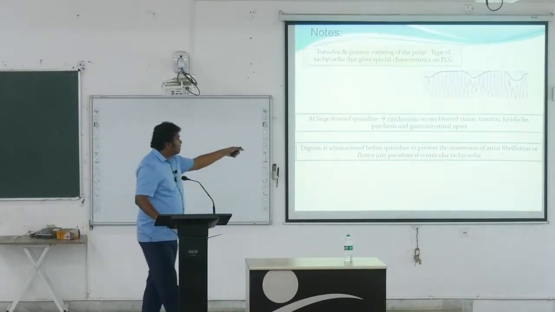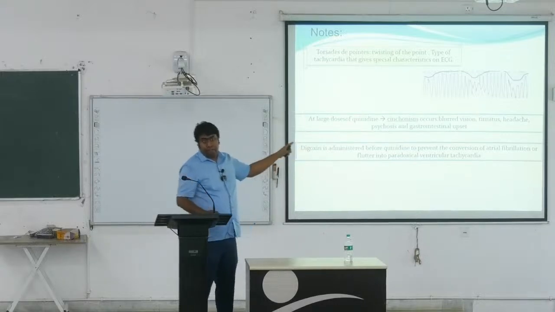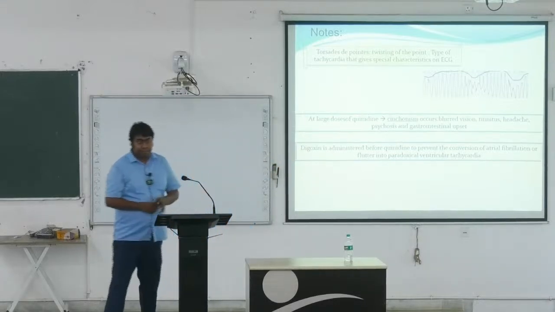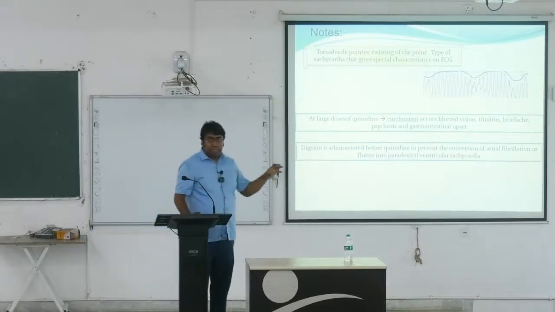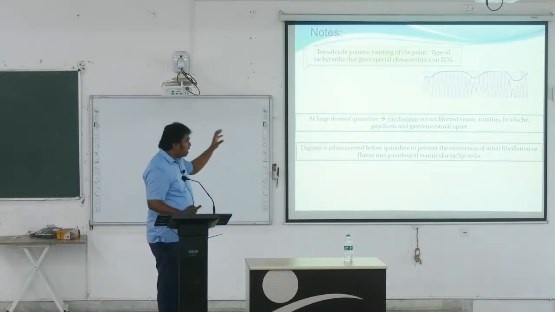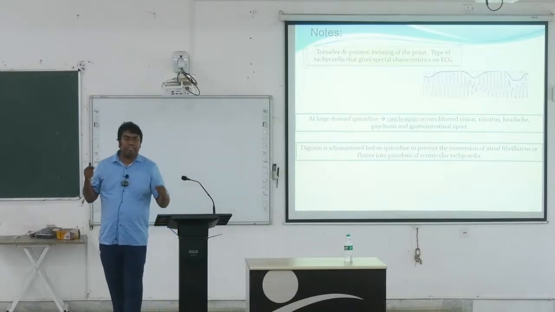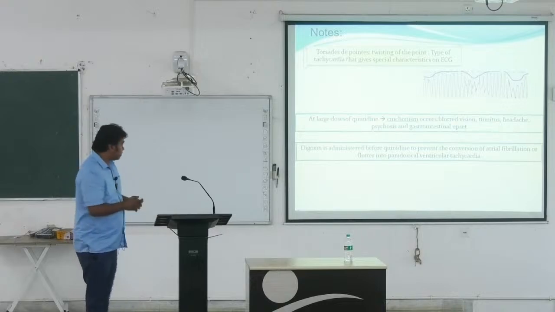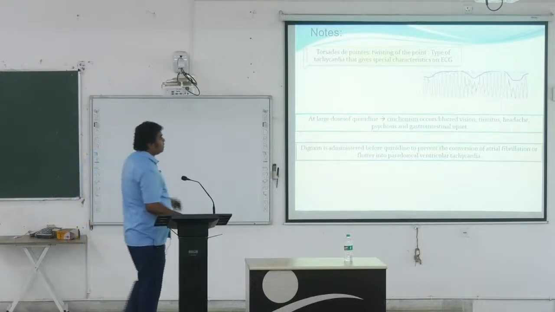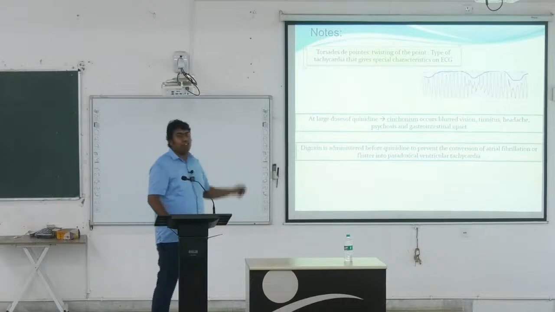This is the ECG of torsades de pointes that can be produced by quinidine. Quinidine can cause cinchonism. In cinchonism, there is blurring of vision, tinnitus. What is tinnitus? A ringing sound in the ear. Headache, psychosis, gastrointestinal upset. This is due to a high dose of quinidine.